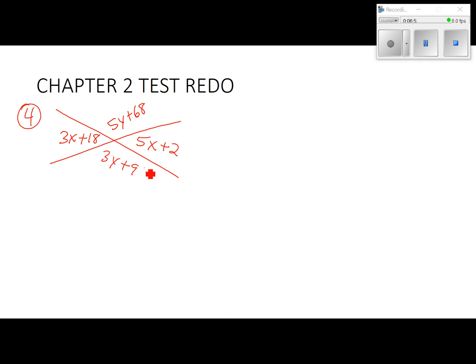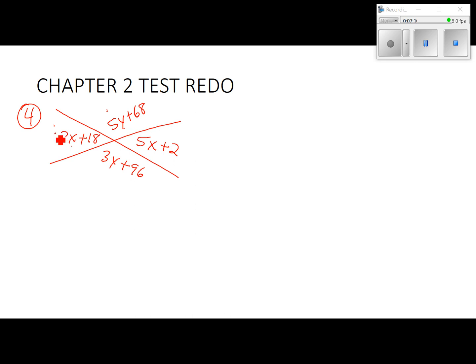Number four, they give us a picture. It looks like this. Again, my pictures won't always look spectacular. It says 3x plus 18, because I'm just rushing through this so you don't have to watch it so long. 5y plus 68. That's 5x plus 2. And 3y plus 96. So on this, we know that this angle and this angle add up to 180, but this has an x in it and that has a y in it, so that's going to make it a harder problem, so we probably don't want to do that.